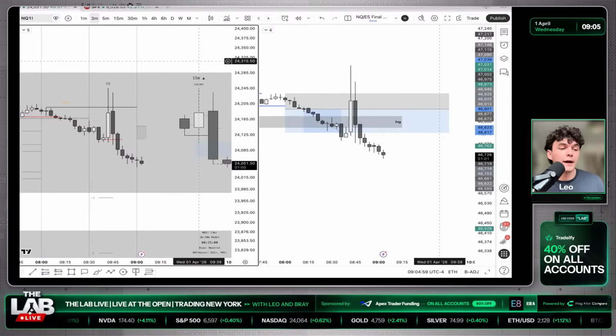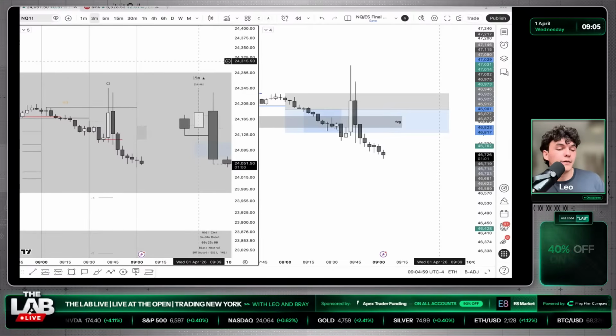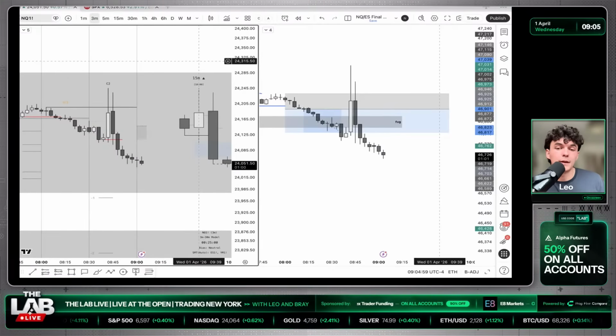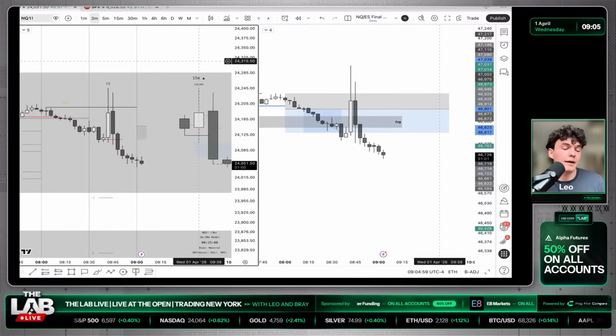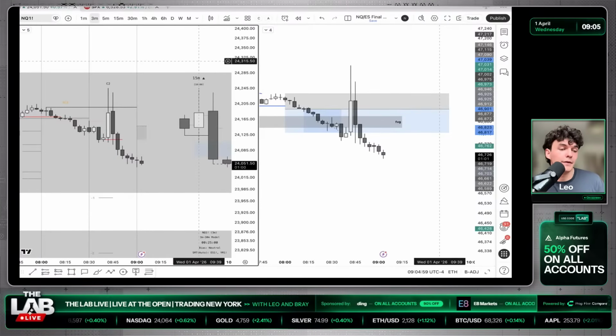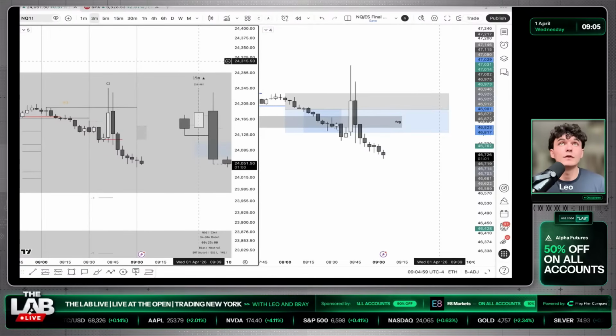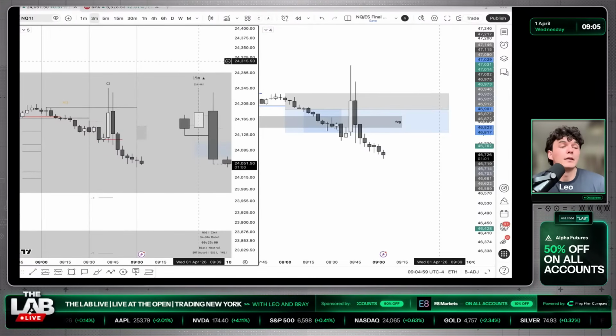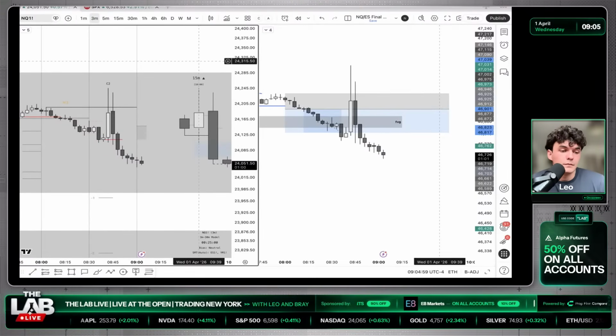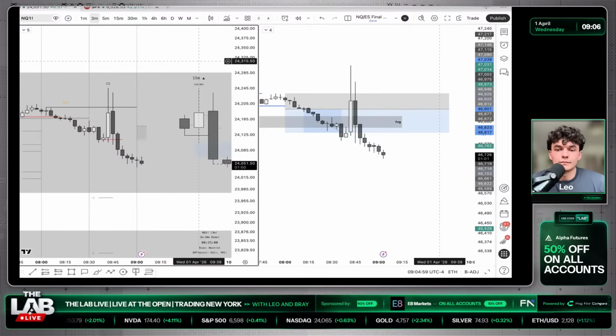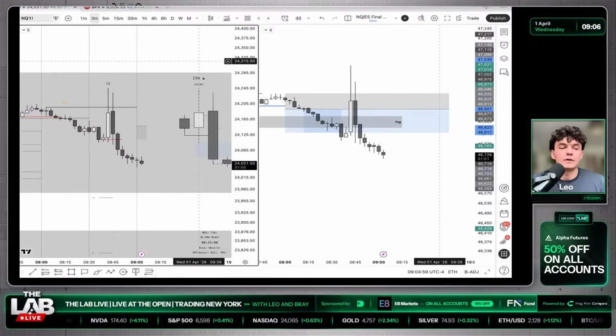What prop do I use? I use Top Step, Lucid, and Tradeify at the moment. I do have some funded accounts as well. I haven't really touched those recently, but as of right now, my 2 main are Top Step and Lucid.